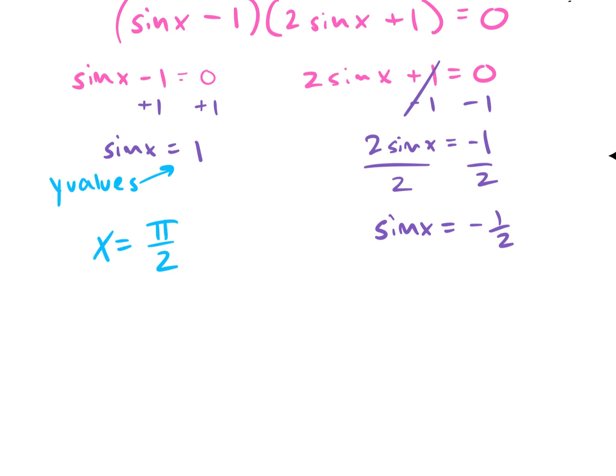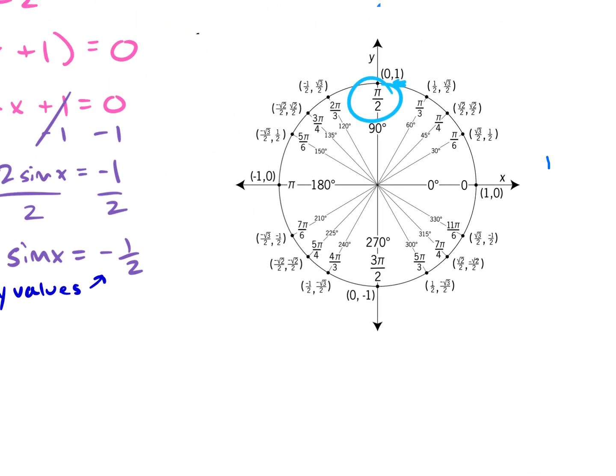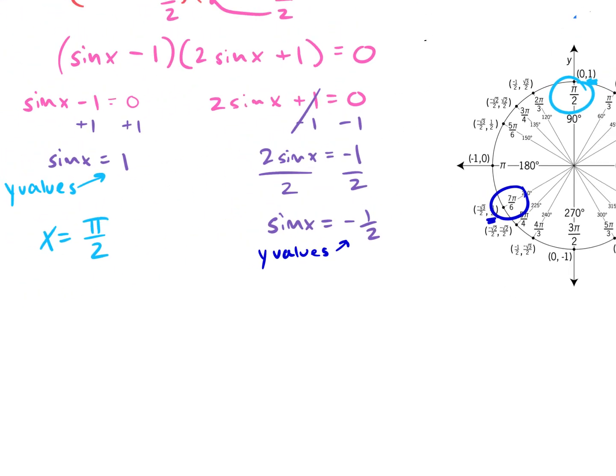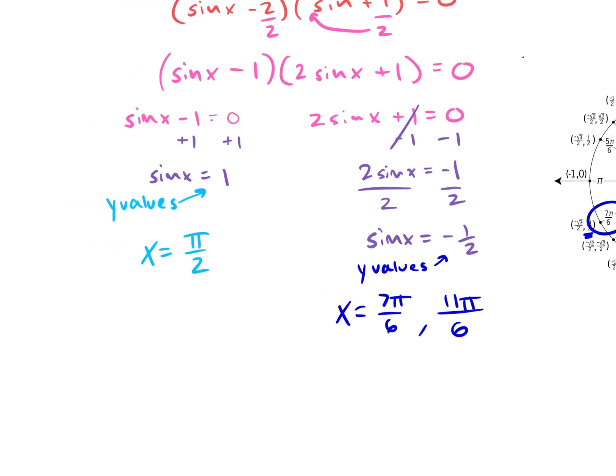And then we have to do the same thing for the other one. Again, it's sine, so I'm looking at my y values. So where is my y value -1/2 on the unit circle? 7 pi over 6 and 11 pi over 6. Awesome. So here, I would have x is equal to 7 pi over 6 and 11 pi over 6. So these would be my 3 answers.